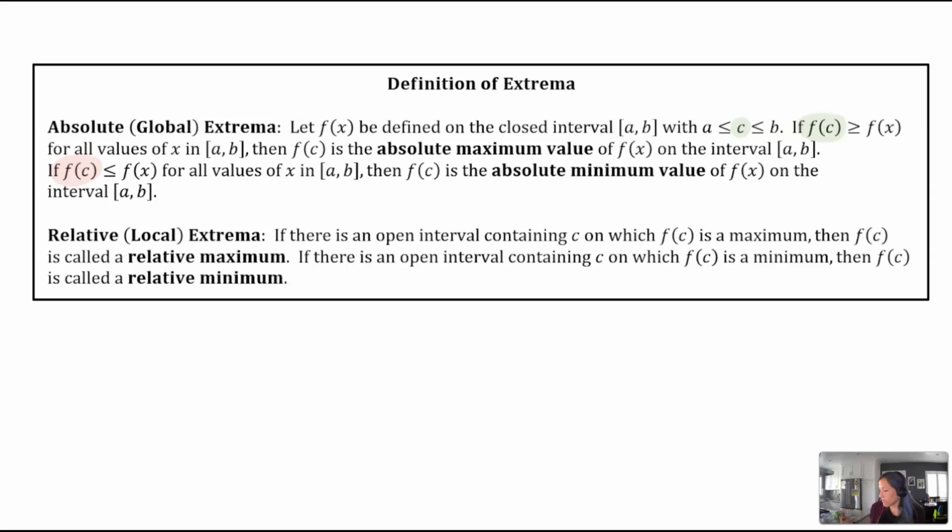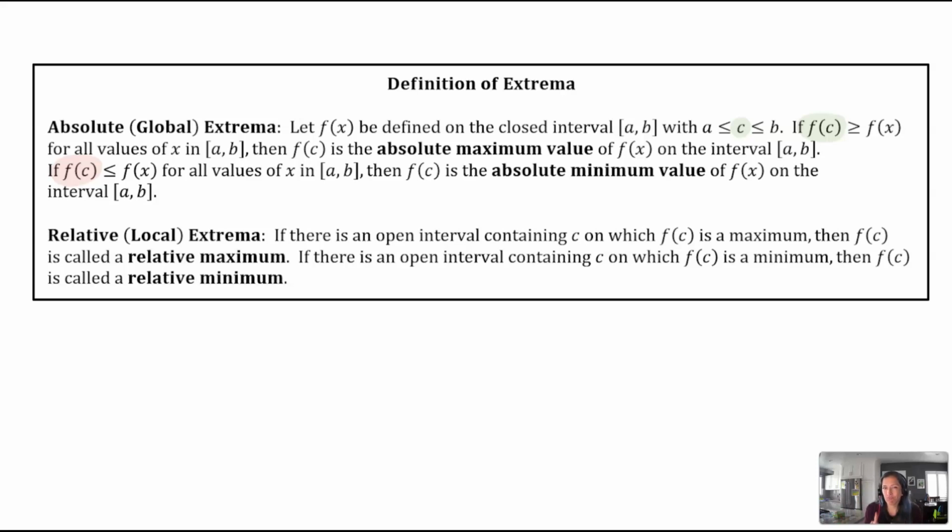A relative or local extrema just says if there's an open interval. So now we're not saying this closed interval. There's going to be a reason for that, but we won't get that until we get into 5.1.3, into the whole definition and how to find these global extrema. But now we're on an open interval on which f of c is a maximum, then f of c is a relative maximum. So if there is some interval, could be anywhere, any interval where it's the largest value, it has to be an open interval, then that is a relative maximum.